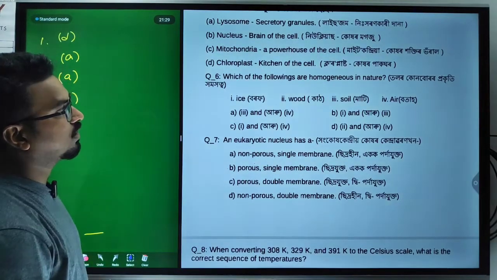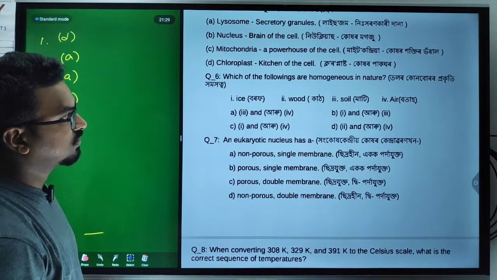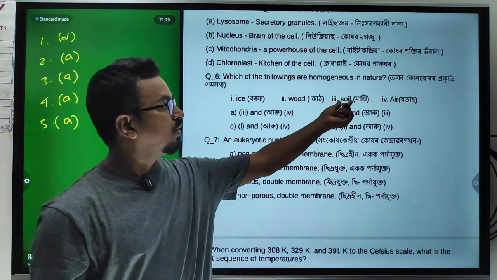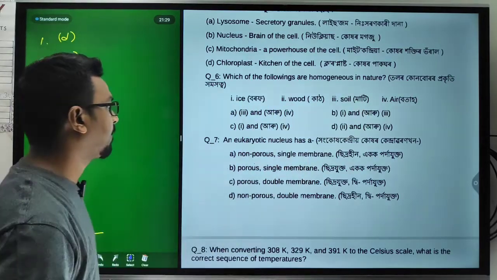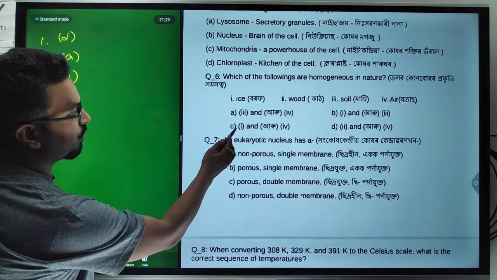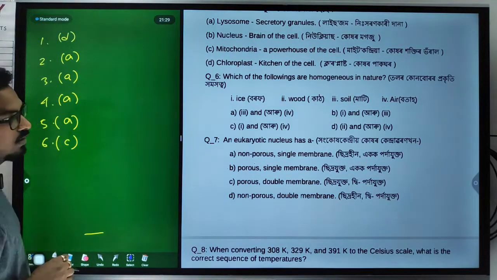Next, which of the following are homogeneous in nature? Homogeneous. Here wood or soil, what will it be? It is a mixture. So what is homogeneous? Ice and air. So 1 and 4, option C. Question number 6 is C.